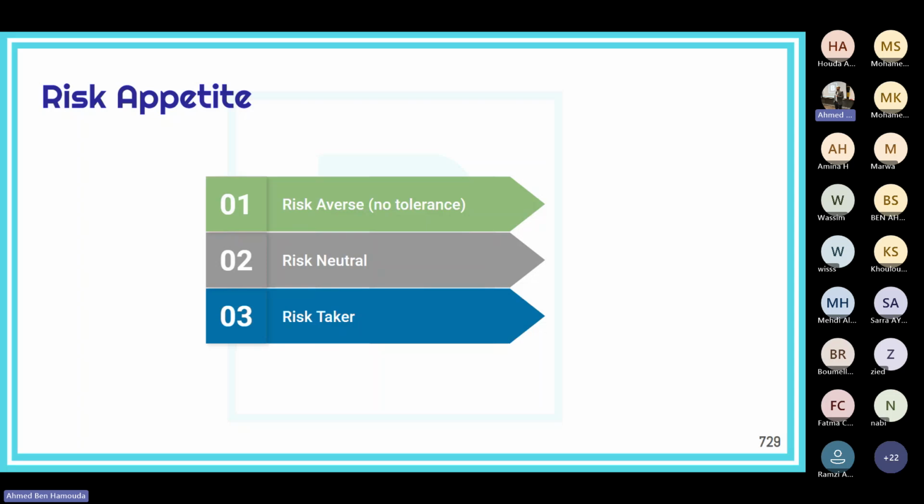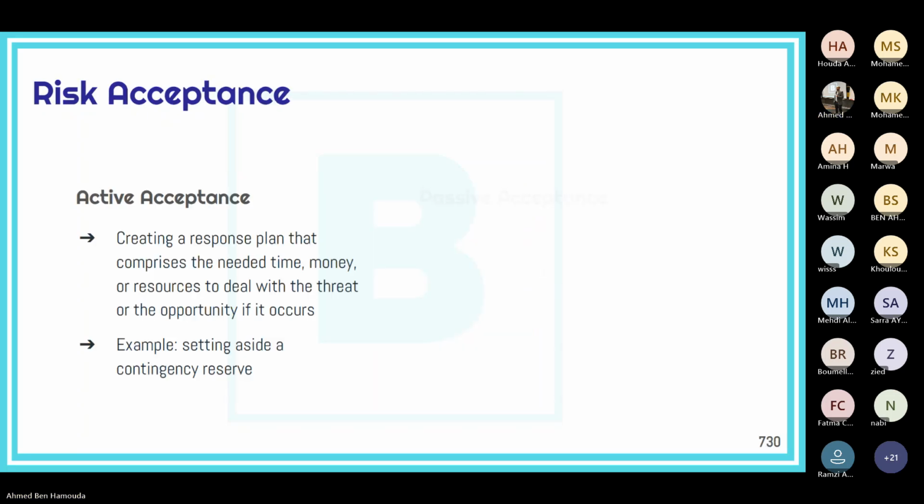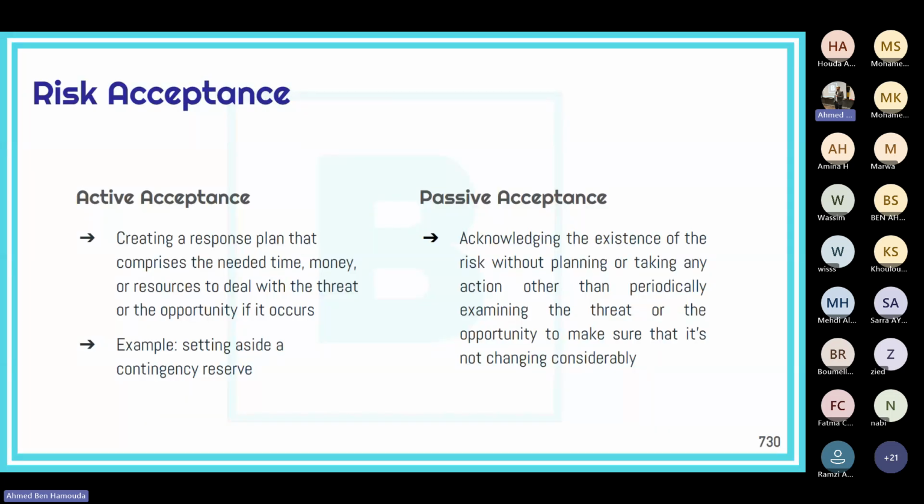Okay, so there are three types of risk appetites: to be risk averse, not to want to have any risks, try to avoid them as much as possible, or to be risk neutral, which is depending on the situation, or to be a risk taker, which is accepting a project or an investment even if it's associated with high risks.